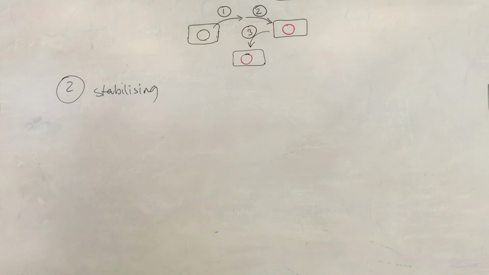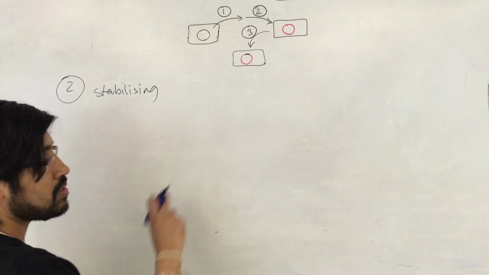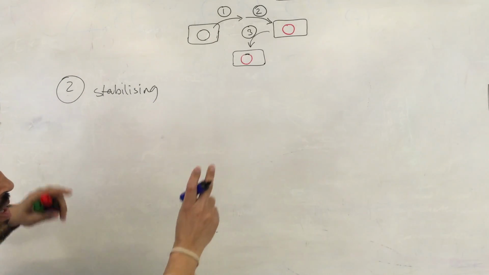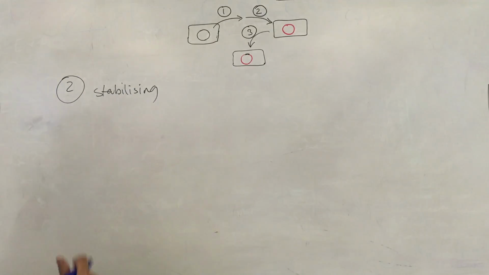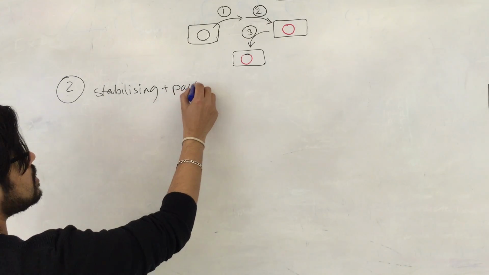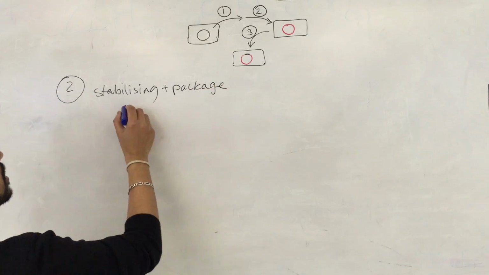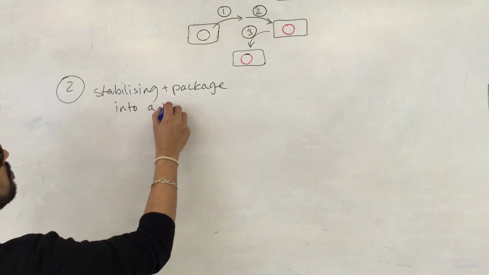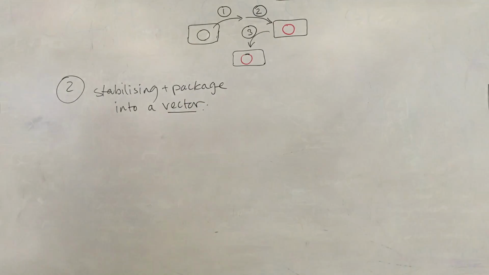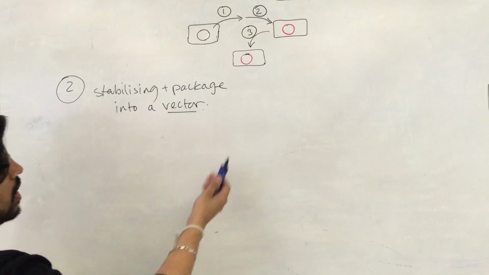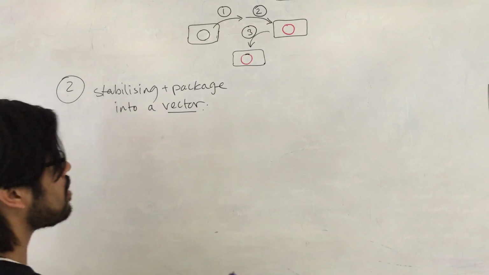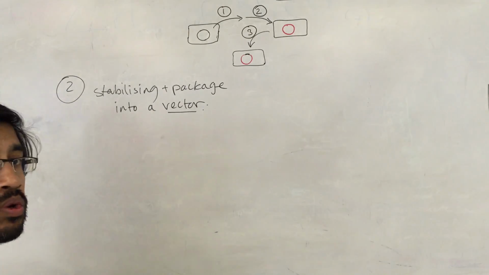because these short fragments of double-stranded DNA with overhangs, i.e. sticky ends, are not very stable, so we need to stabilize and package it into a vector. And in most cases, a vector will be a circular piece of DNA known as a plasmid. But other vectors are possible, and I suggest that you look into this.